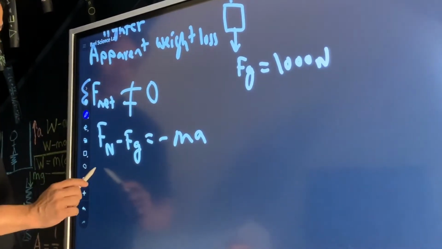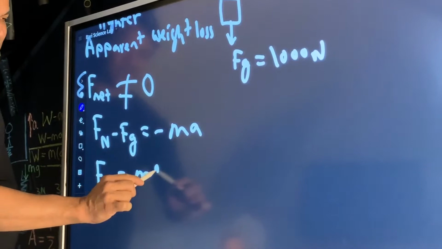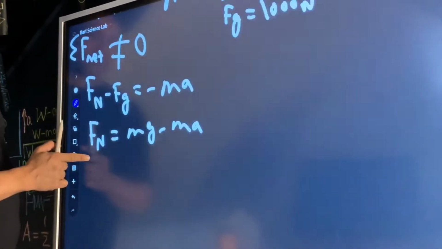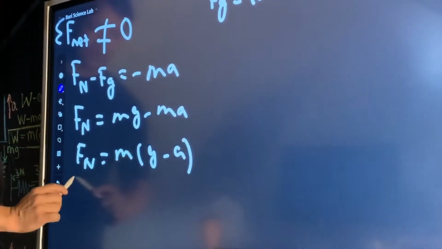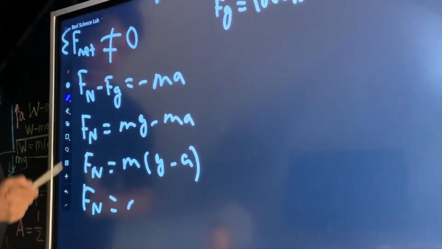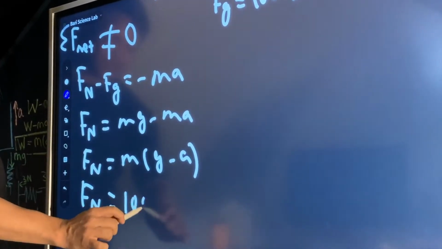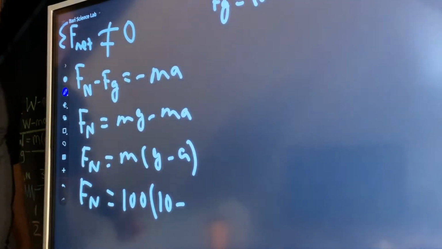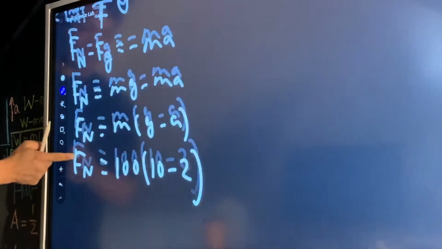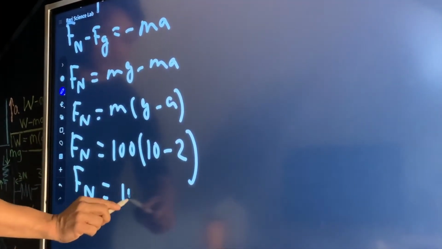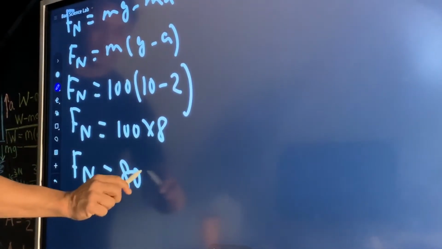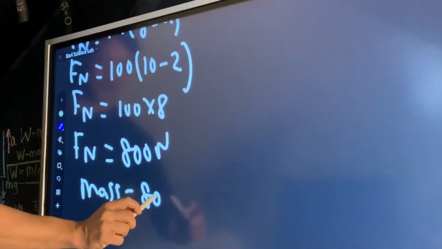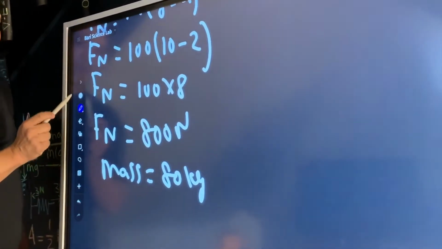So the normal force is equal to mg minus ma, so Fn is equal to m times (g minus a). m is 100 kilograms, g is 10, minus acceleration, let's say 2. So Fn is equal to 100 times 8, so Fn is 800 Newton. The mass reading is now 80 kilograms.